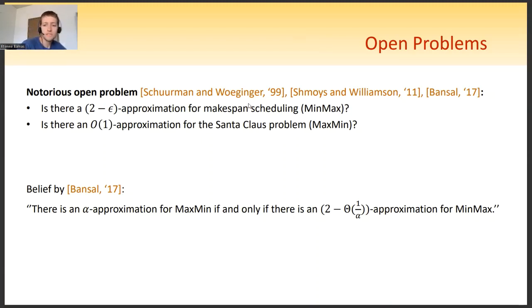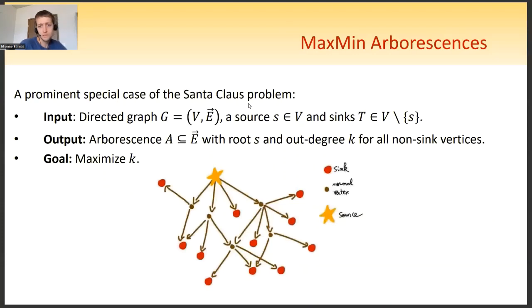Now let me explain a bit more what we are doing in this paper. We consider a special case of the Santa Claus problem that is called max-min arborescences. In this problem, we're given a directed graph. Let's look at the picture here. Inside that directed graph, there are 3 types of vertices. One vertex is special, it is the source. The other vertices in red are sinks. The remaining vertices we call normal vertices.